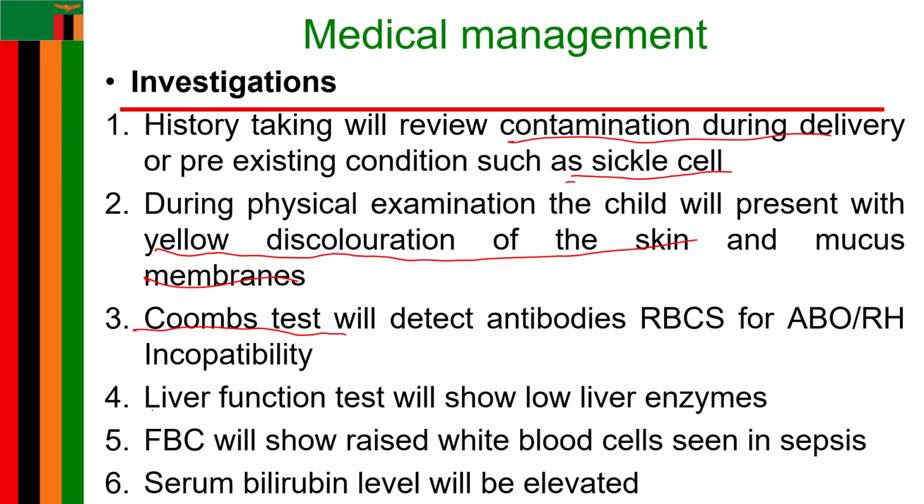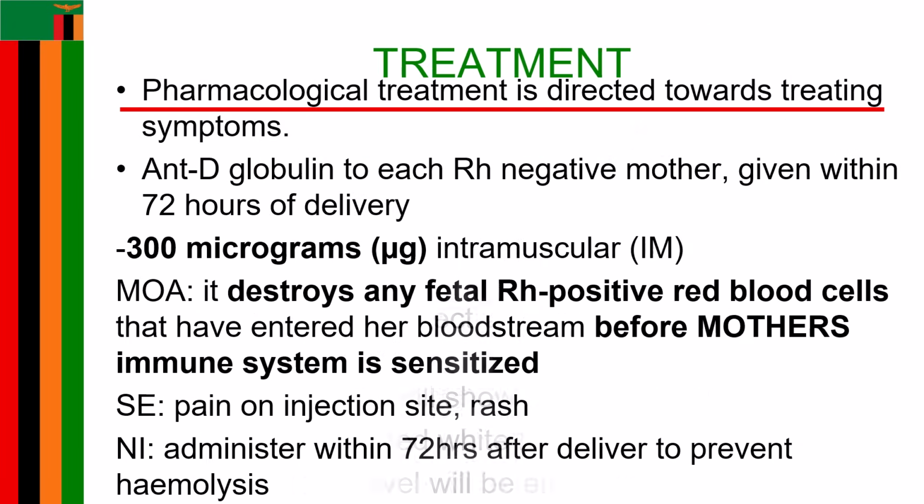You can also do a liver function test. It will show low liver enzymes. Apart from that, you can do a full blood count, and in a full blood count you will see raised white blood cells, especially if it is sepsis that is causing it. You can also get blood for serum bilirubin level, and it will be elevated. So these are some of the investigations that we can do. Once you talk about at least 5 investigations, then you can talk about the treatment.